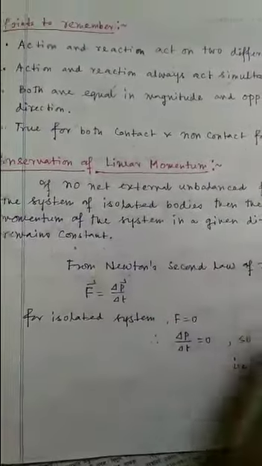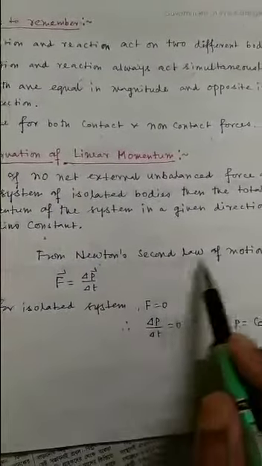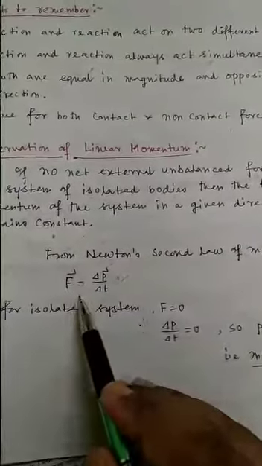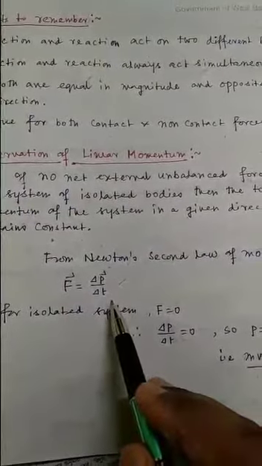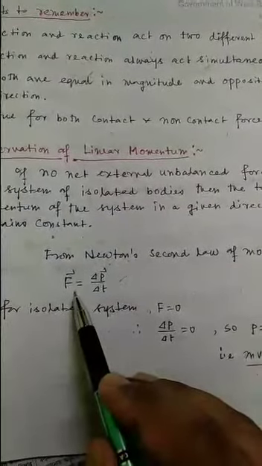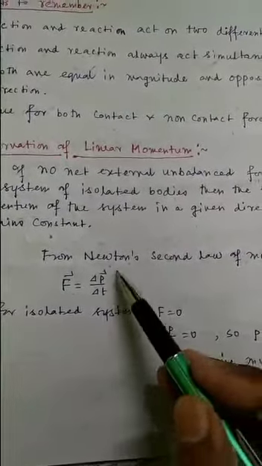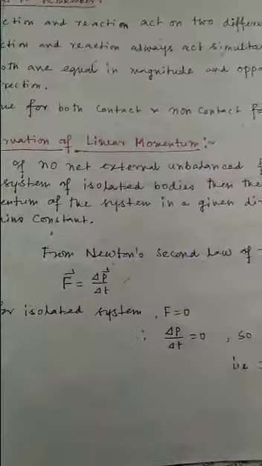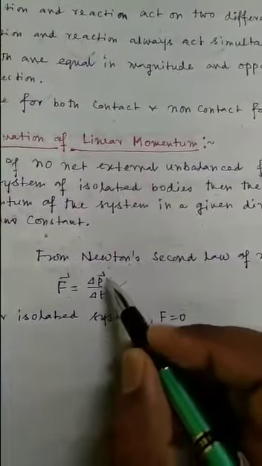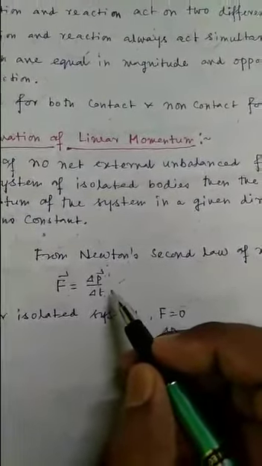Newton's second law we already discussed earlier. F is equal to dP by dT. That is, the external net force is directly proportional to the rate of change of linear momentum. Here dP is the change in momentum and dT is the time. So this ratio dP by dT gives the rate of change in linear momentum.